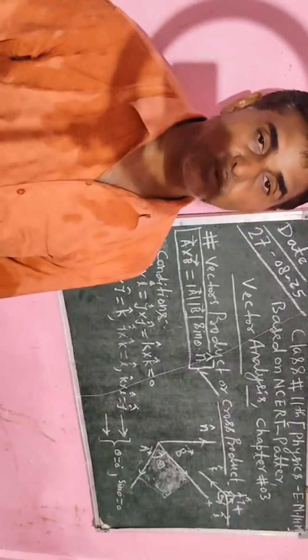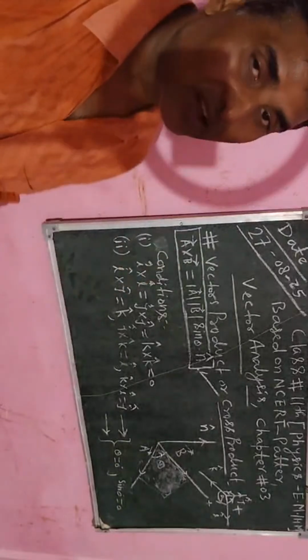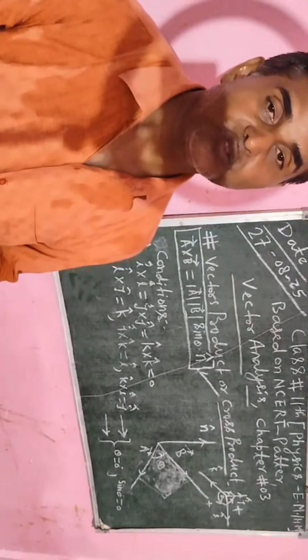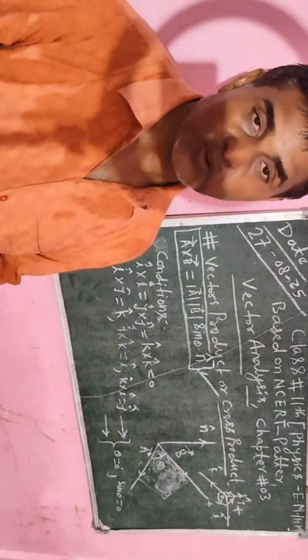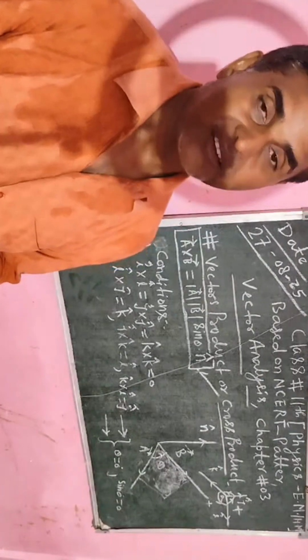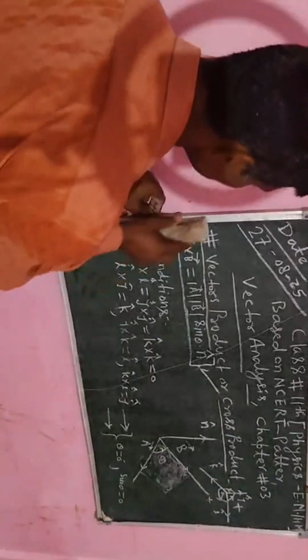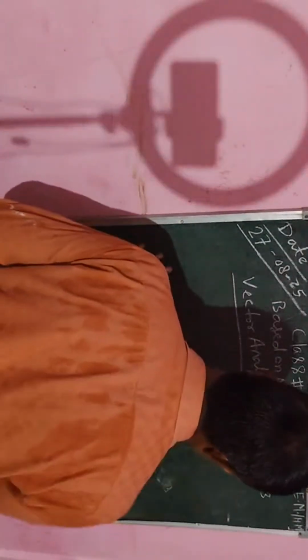So positively I will erase this, and after erasing I will write some questions, and those questions I will solve easily by using the cross product of two vectors, or vector products, okay students. So you follow it positively. So I am going to erase it, and after erasing I will write the question, and after writing the question I will give its solution in detail, okay.